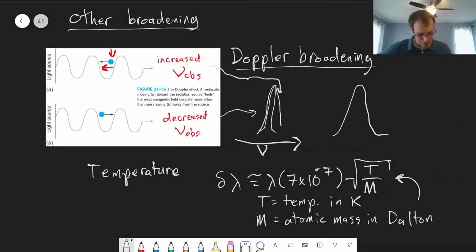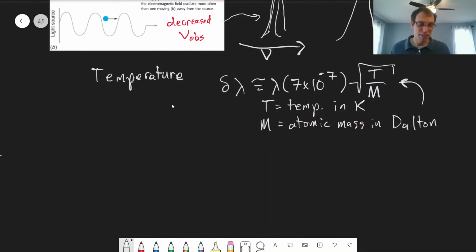You can express the atomic mass in different units, but then this constant, the 7 times 10 to the minus 7, will change. And so the mass of the atoms also matters for this, but that's not something that will change from experiment to experiment. The temperature is what's going to change. So we know the approximate line widths for natural broadening. Let's see what we get if we look at our sodium again, the same transition we've been looking at as our example.